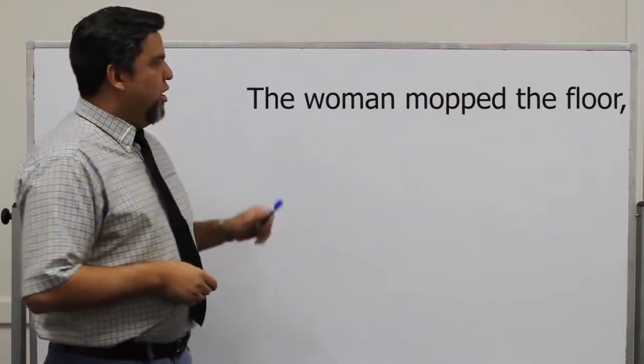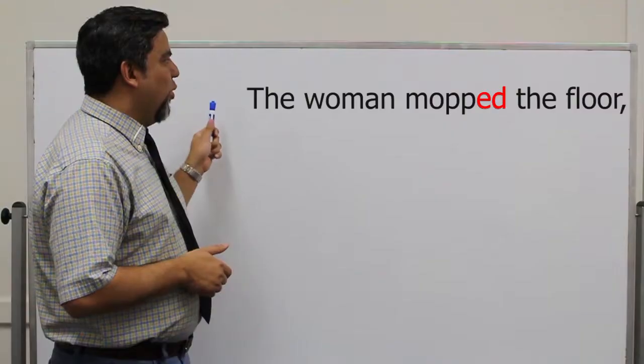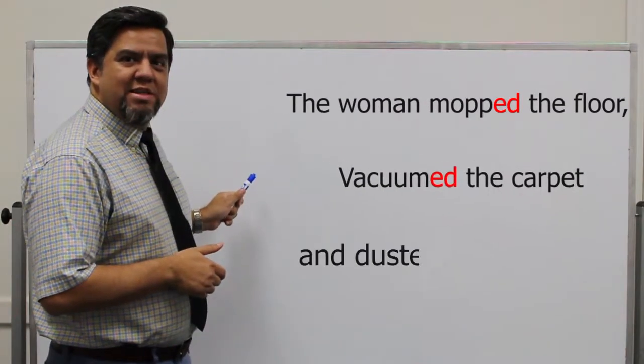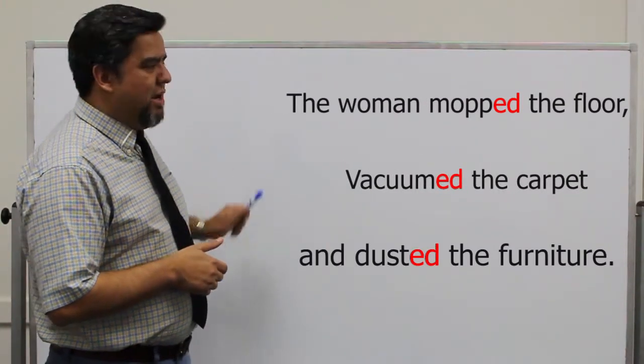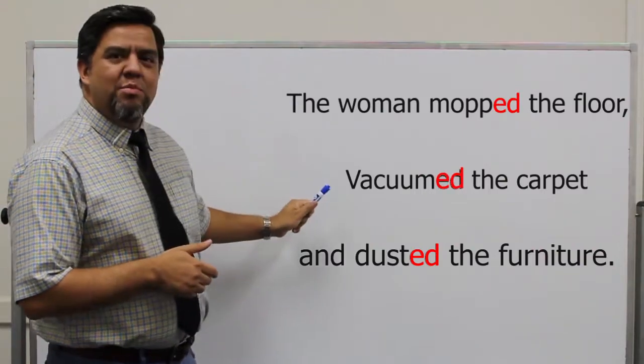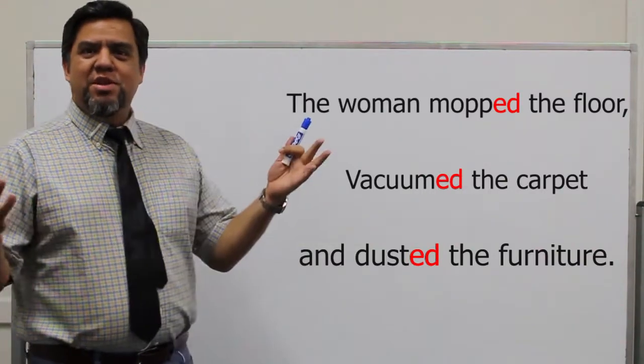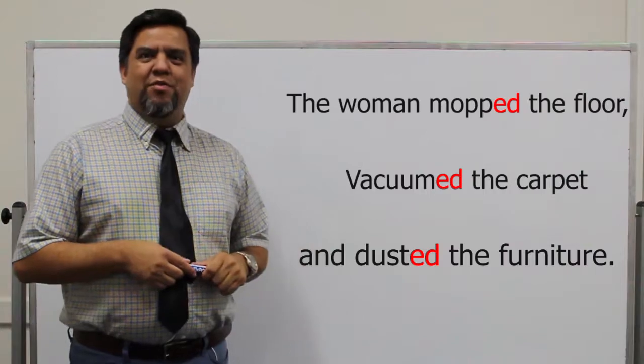And finally, I have a sentence here to demonstrate the three different pronunciations of the regular verbs in the past. The woman mopped the floor, vacuumed the carpet, and dusted the furniture. Mopped, vacuumed, and dusted. You see, dear friends, it's very easy to pronounce the regular verbs in the past.